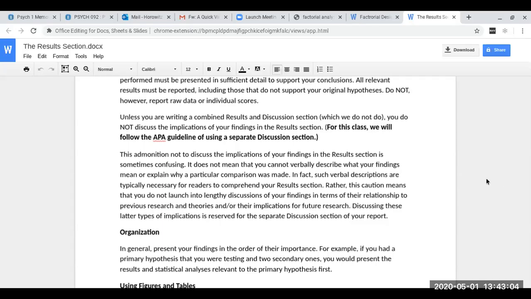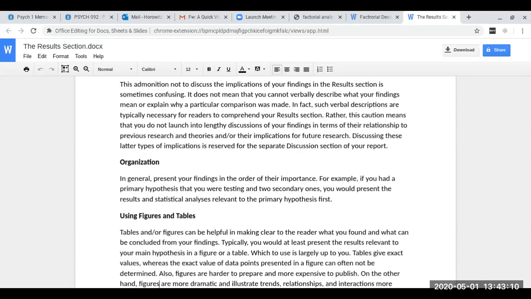So how do we organize a results section? Well, in general, you present your findings in the order of their importance, and I am going to give you an example of a results section that we will work on sort of together, mostly me, but you'll get that from the stuff I give you.